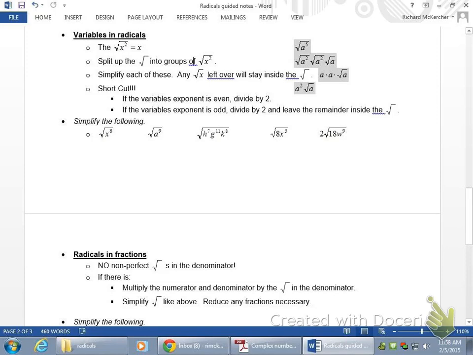Alright, so we're looking at this. The first thing we need to recognize is that the square root of x squared is x. In other words, x squared is a perfect square. So before, when we were looking for perfect squares, that was what we were looking for. My example here is we're going to split this up into small groups of x squared.